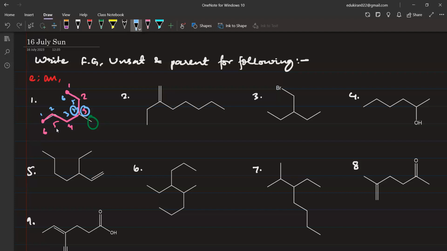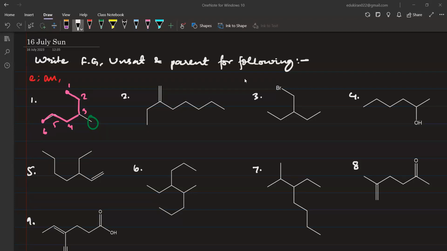Now, this is also known as the lowest locant rule, which says that the substituent should be present at the least carbon atom number. If there is a functional group, the functional group will get priority. But we will keep a very simple rule in our mind: start numbering from the carbon atom which is nearest to the functional group, if not, the double bond, if not, the triple bond, if not, the substituent.